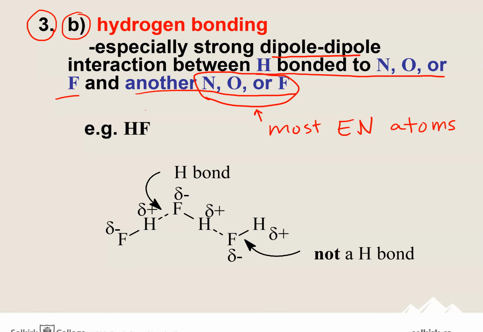So let's see why that makes an especially strong hydrogen bond. My example here is HF. So I've got a hydrogen bonded to a fluorine in this molecule. Now, that's a polar bond. Fluorine has much greater electronegativity than hydrogen. So in that shared pair, the fluorine gets most of the electrons. That means that the hydrogen is essentially a naked little proton.